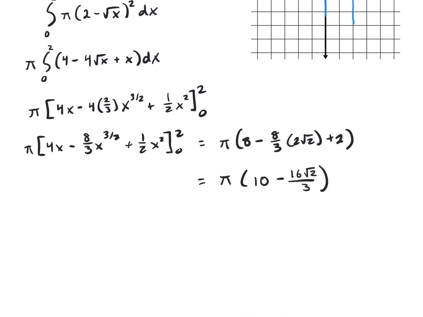And then from here, there's not a whole lot we could do to simplify. We could combine this into a single fraction if we want. So pi times 30 minus 16 root 2, all over 3. So we could also do that, but again, it essentially means the same thing. And then it's going to be units cubed.